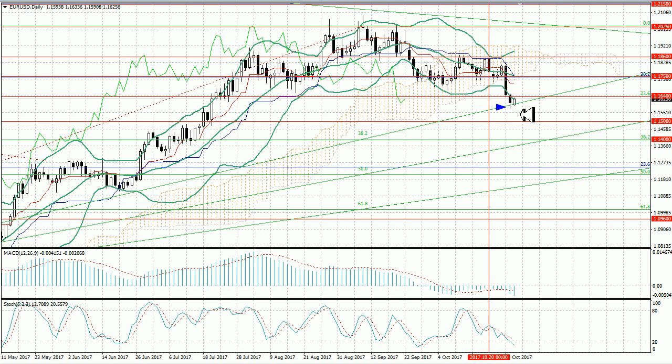Currently, the pair is likely to be corrected to the middle line of Bollinger Bands at 1.1750 and above to 1.1860. This is confirmed by the movement of the price beyond the lower line of Bollinger Bands and reaching the line of Fibonacci fan at 38.2%. Stochastic has entered the oversold area and also confirms the possibility of reversal.